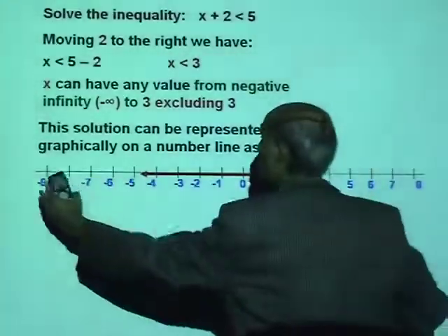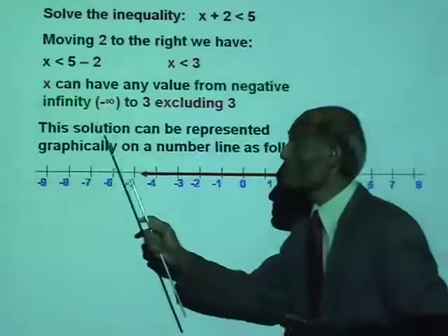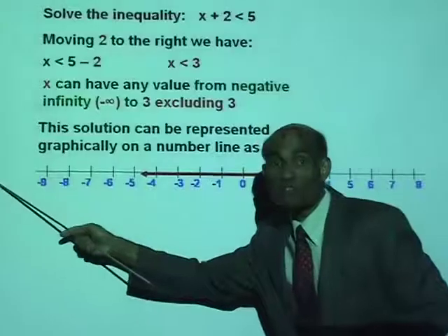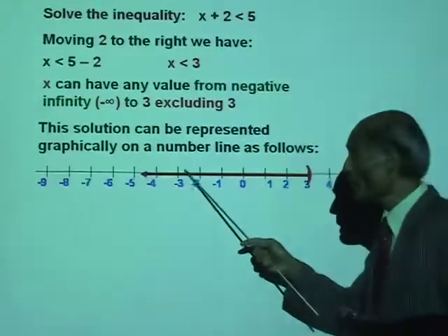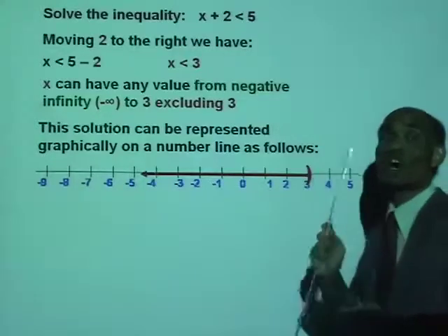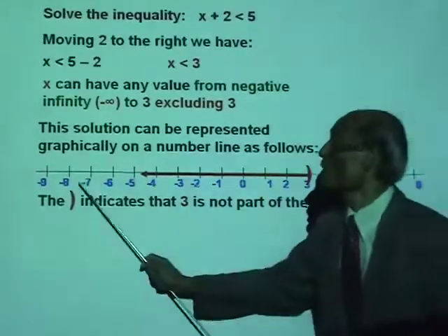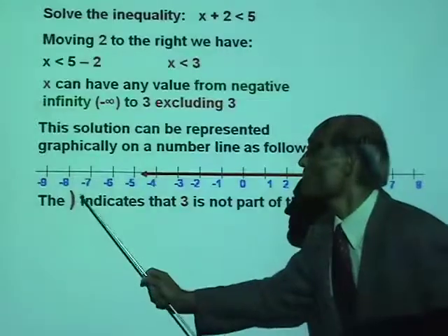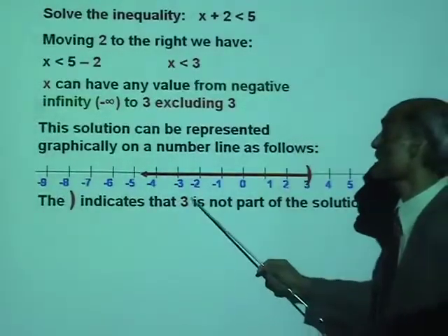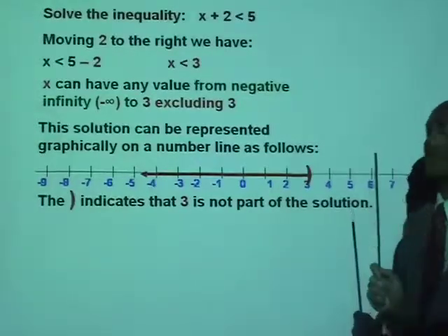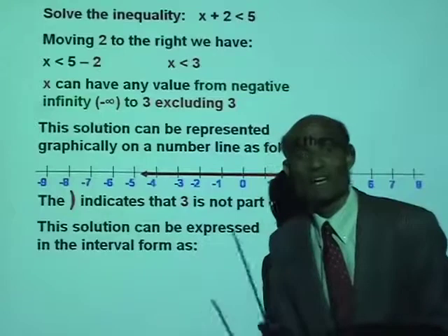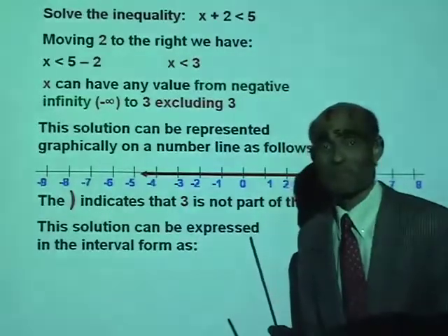Now, what is therefore the solution? The solution contains all numbers from negative infinity all the way to 3, but 3 itself is not included. So the parenthesis which is facing left indicates that 3 is not part of the solution. Tell me, how will you write that as an interval?